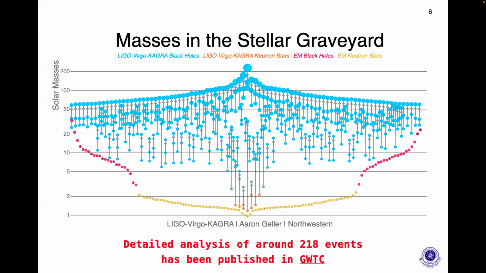And the rest of this, so these red dots are the black holes that have been detected with electromagnetic observations. And the yellow dots are the neutron stars, which have been observed with electromagnetic observations.